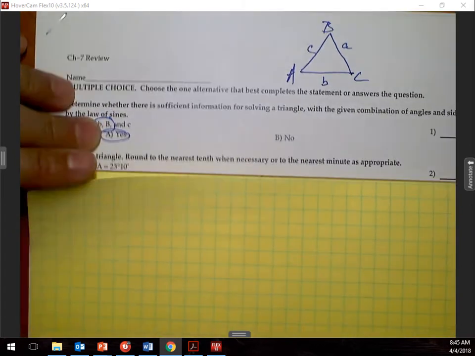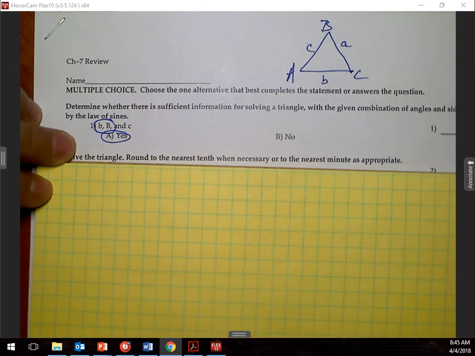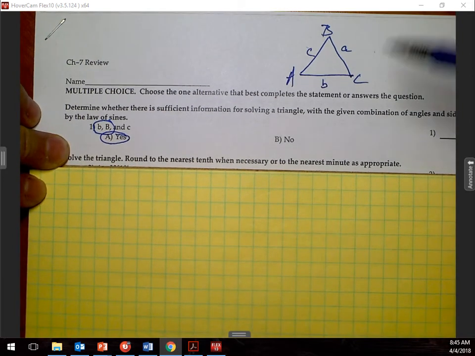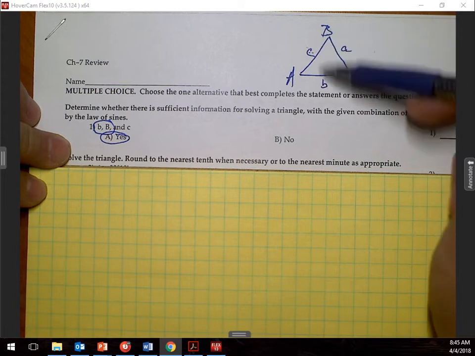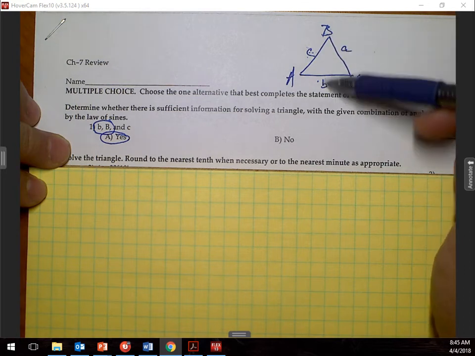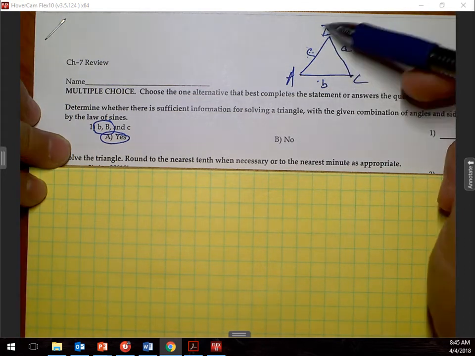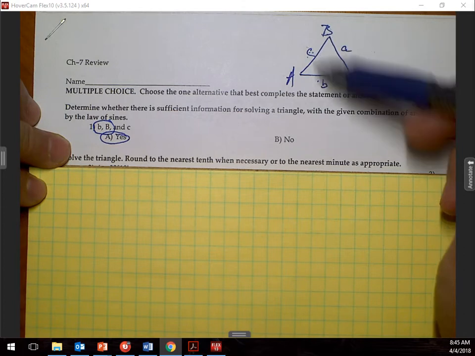So now let's take a look at what we would have when we did that anyway, because it's going to be another question later on. So I would have this, this, and this. What is that combination? Angle, side, side. Okay, angle, side, side, right?